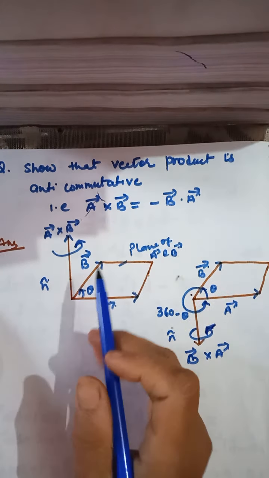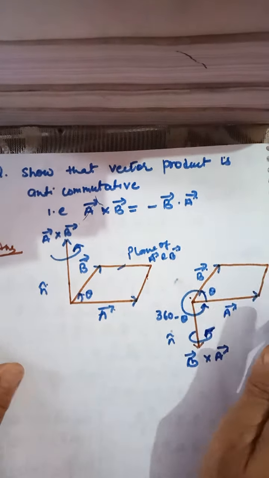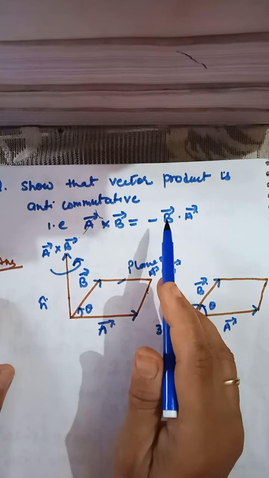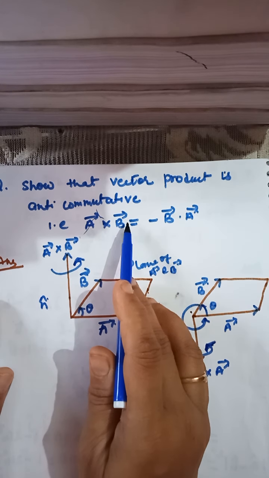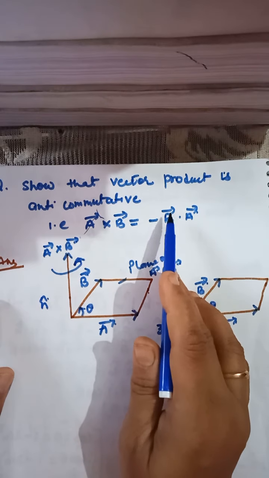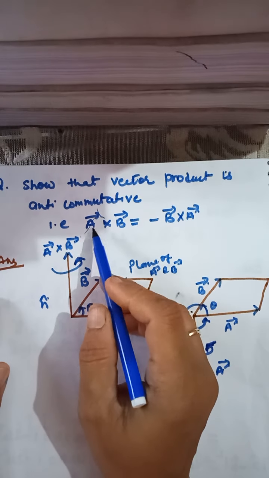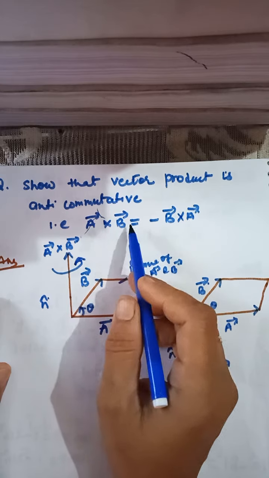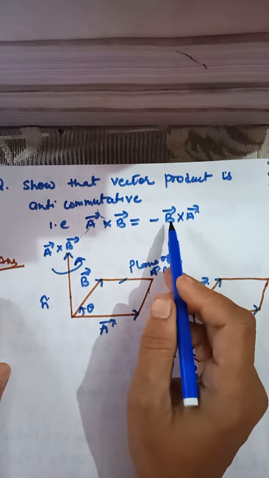Children, here I am going to explain a very important property of the cross product or vector product. The question is: show that the vector product or cross product is anti-commutative. Anti-commutative means that A vector cross B vector is not equal to B vector cross A vector. In the dot product you have seen A dot B is equal to B dot A, but here A cross B is not equal to B cross A, but it should be equal to minus B cross A.